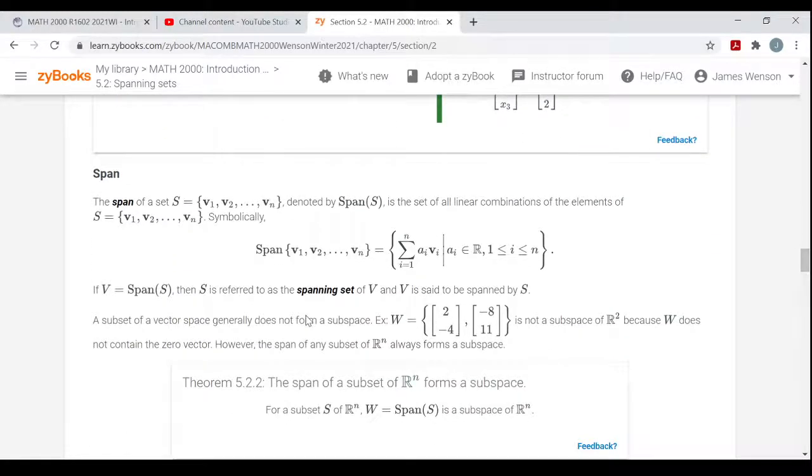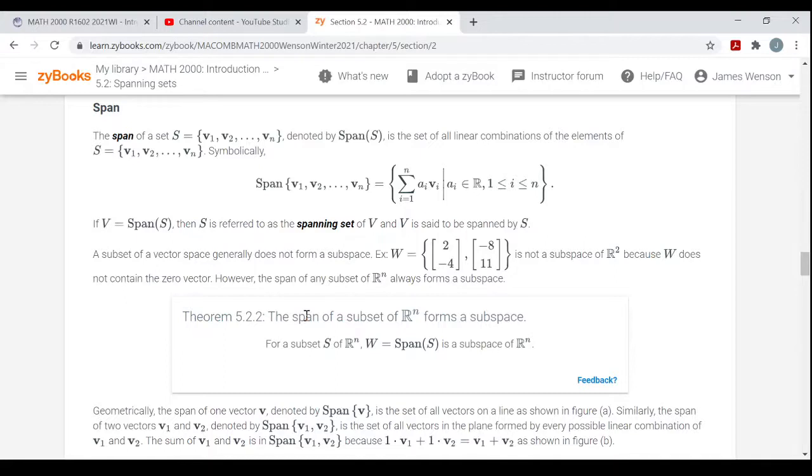All right, so now on to the concept of span. The span of a set S. Say a set S contains n vectors, v1 through vn. The span of this set of vectors, denoted span of S, is the set of all linear combinations of those vectors. The way they write it here is the span of the set of vectors v1 through vn is, again, the set of all linear combinations of those vectors.